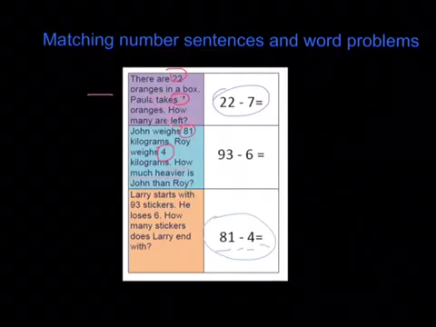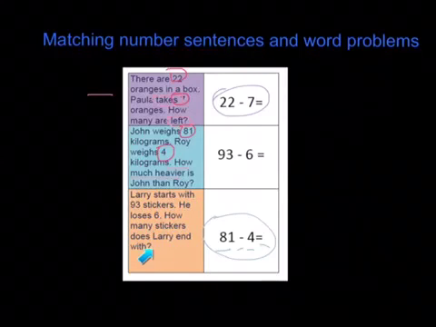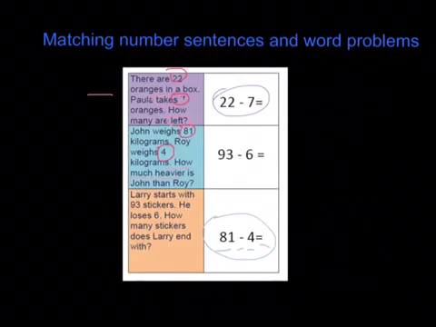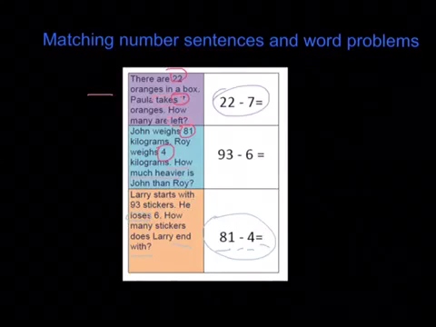All right, the last one, let's just read it and find the key information. Larry starts with 93 stickers. He loses 6. How many stickers does Larry end with? Okay. Again, see if you can find the key words that tell us that we're going to do a subtraction or a takeaway. Loses, well done. There's another word there that tells us what we're going to do. That's right, end with. Let's put a circle around the other information we need to use to make our number sentence.